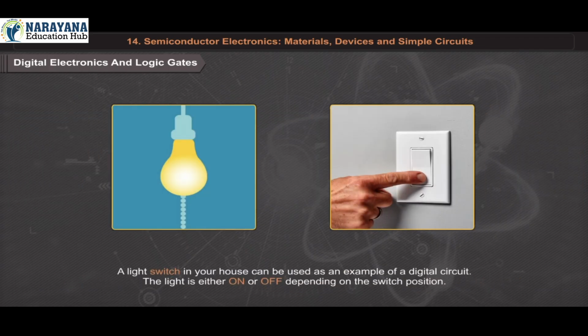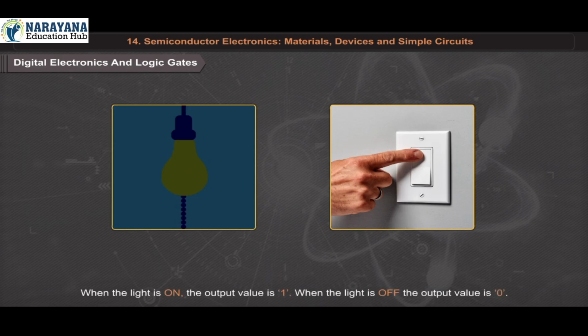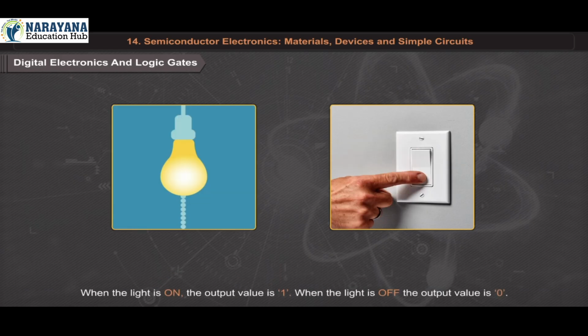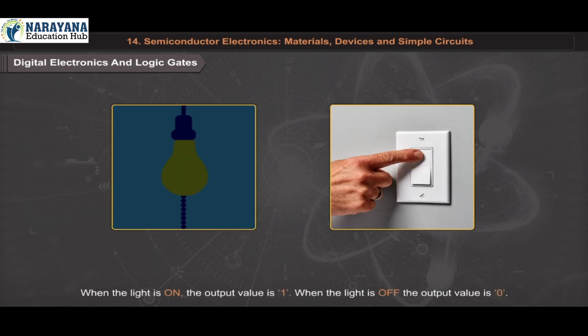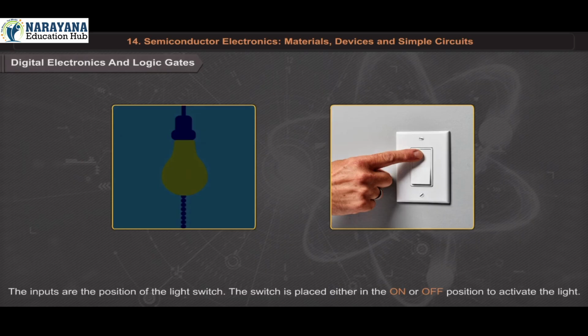A light switch in your house can be used as an example of a digital circuit. The light is either on or off depending on the switch position. When the light is on, the output value is 1. When the light is off, the output value is 0. The inputs are the position of the light switch. The switch is placed either in the on or off position to activate the light.